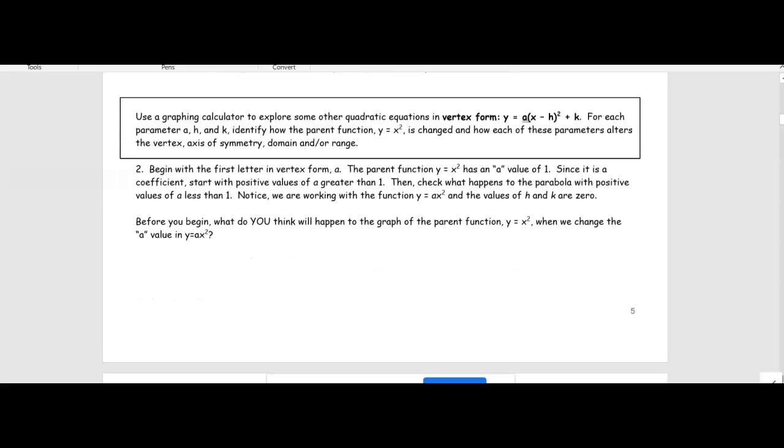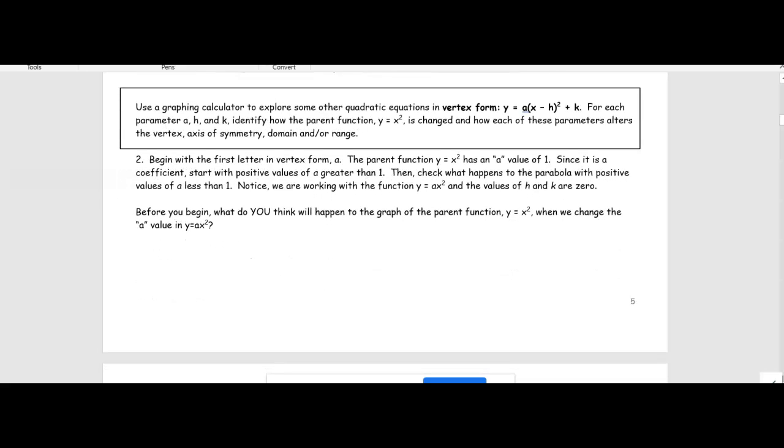Okay, so next thing. If you have a graphing calculator, great. If not, I'm going to show you on mine. It says using a graphing calculator, you're going to explore other quadratic equations in vertex form. So we'll talk about vertex form here in a minute. But notice how we have the square term right here? That means it's a quadratic function. So this should give us a parabola, a U-shaped graph.